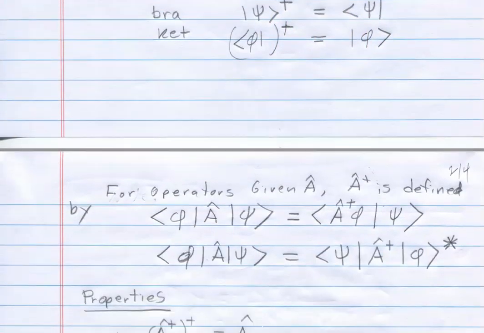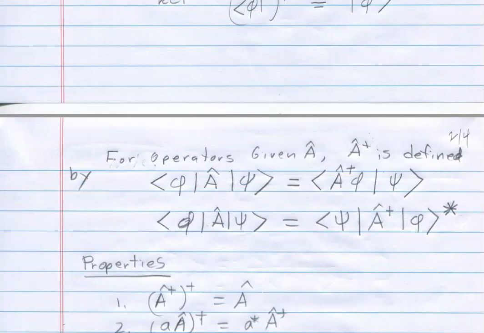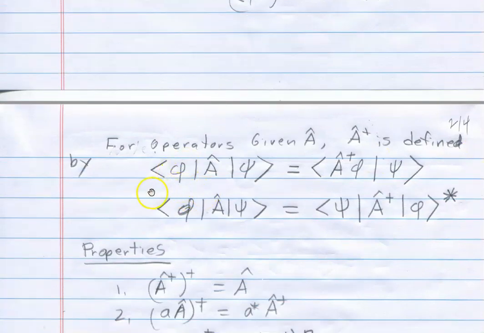For operators, it's a little more complicated definition. Really, it's defined in one of two ways if you look at them, either this way or that way. The way I like is this one, in which I can move this operator operating on A, the way I would look at it, over to here by simply doing the adjoint operator on phi and then bracketing it with psi. So that's the way I usually define the adjoint operator A dagger.